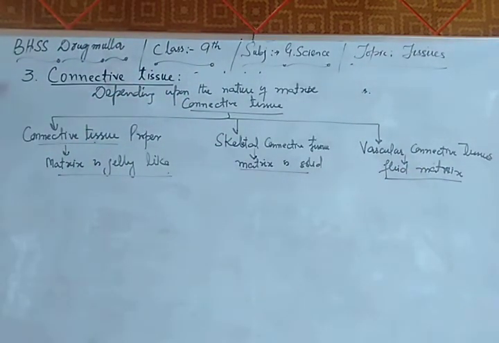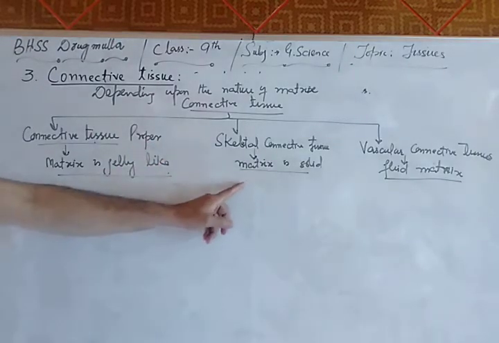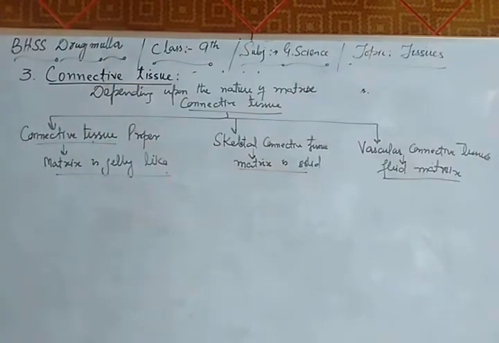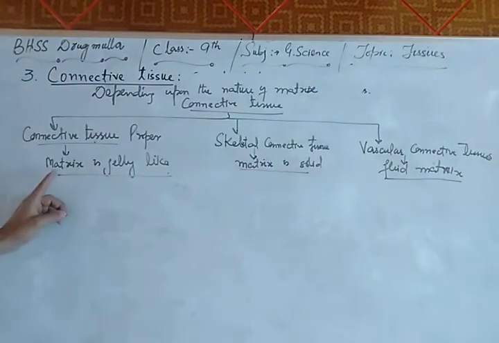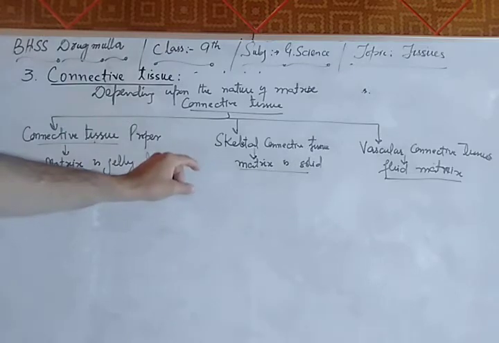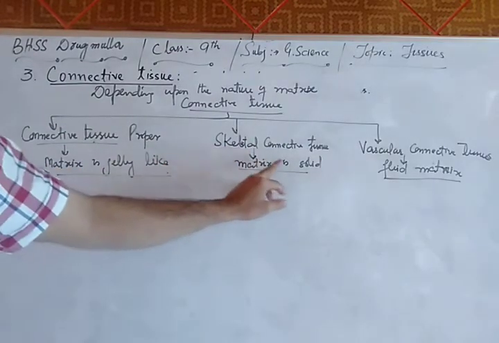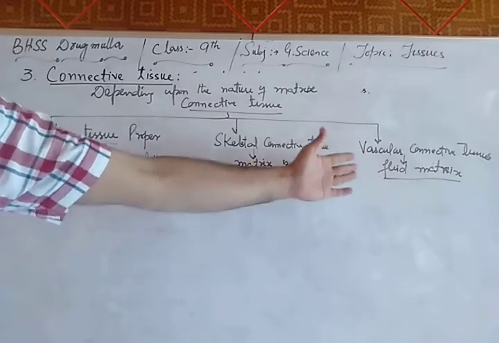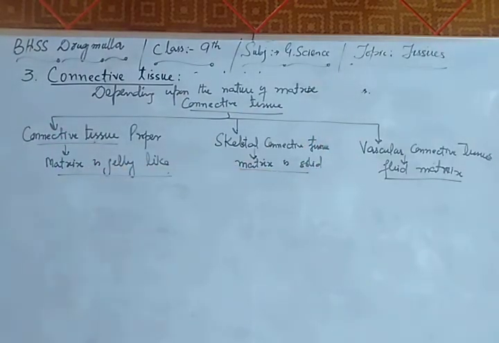First step, connective tissue is of three types depending upon the nature of the matrix, whether the matrix is jelly-like, solid, or fluid in nature. If the matrix is jelly-like, then we call it the connective tissue proper. If the matrix is solid in nature, then we call it the skeletal connective tissue. And if the matrix is fluid, then we call it the vascular connective tissue.